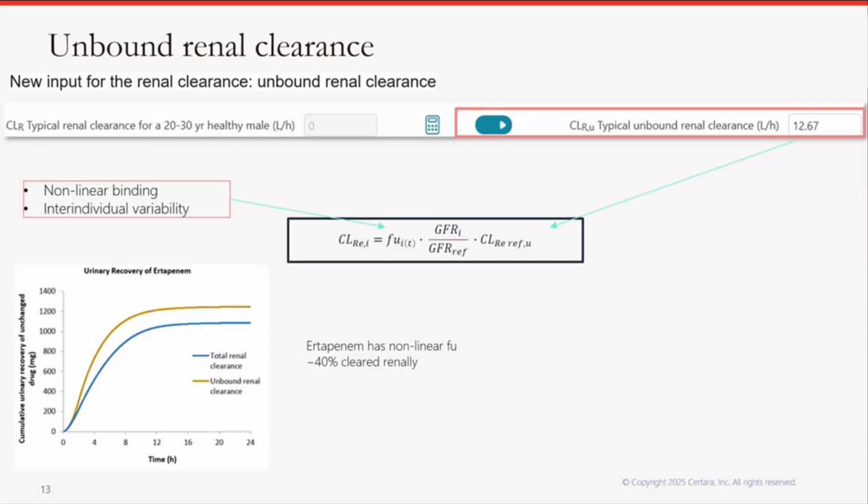For low concentration, you'd have these two simulations, one using the total renal clearance option and the unbound renal clearance option. You would have pretty similar amounts of the urinary recovery, but at a higher concentration, because the ertapenem has a concentration-dependent FU, the fraction bound is increasing as the concentration is increasing, and so using the unbound renal clearance option, we see you're getting this higher amount of urinary recovery of the compound.